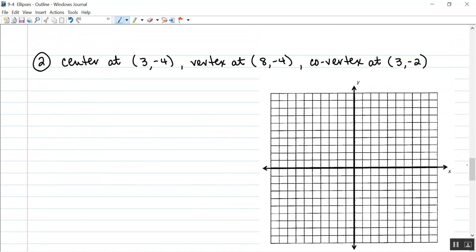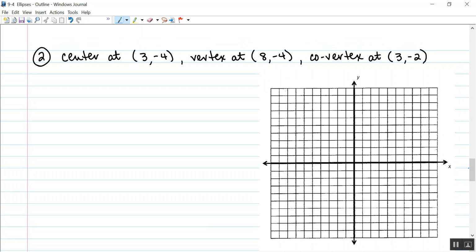In this example here, I have to write the equation again. We're given the coordinates of the center, one vertex, and one covertex. And as we did in the previous example, let's go ahead and graph those. So my center is at (3, -4), and I have a vertex at (8, -4). So 3, 4, 5, 6, 7, 8, -4.